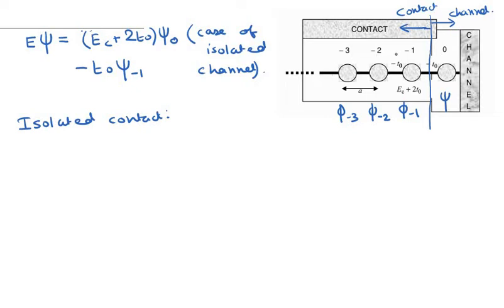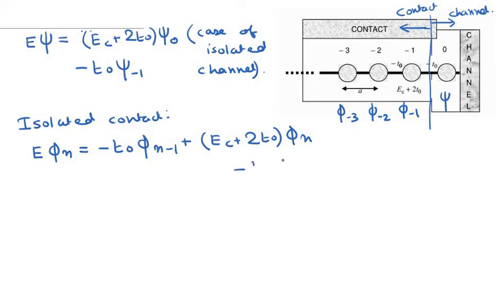So the equations for an isolated contact basically satisfy an infinite set of equations, which look like this: E phi n is equal to minus T0 phi n minus 1 plus (EC plus 2T0) phi n minus T0 phi n plus 1, where n is less than 0.